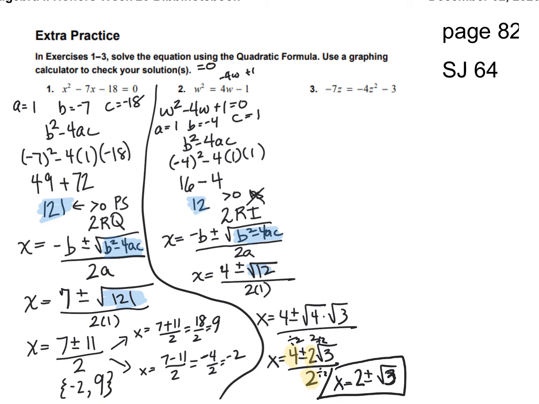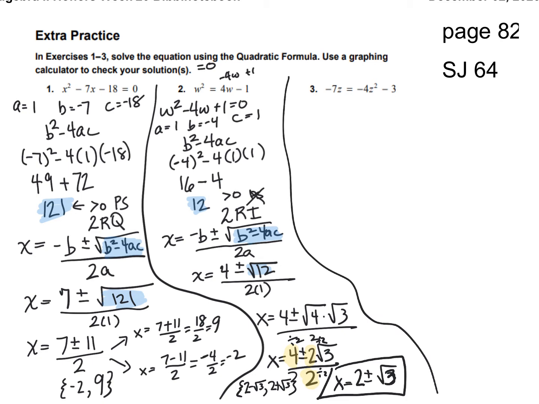You are welcome to separate that into two solutions. You do not have to. Into 2 minus the square root of 3 and 2 plus the square root of 3. That's totally up to you. Either one of the ones that I have down there is acceptable. Now let's look at number 3.